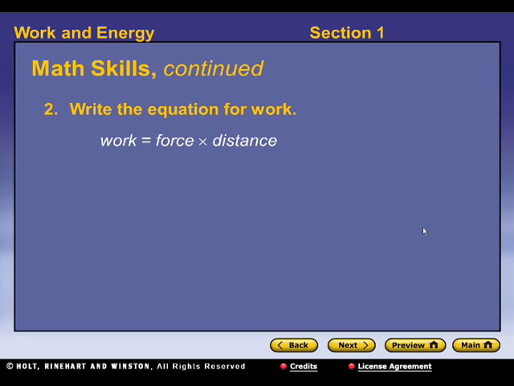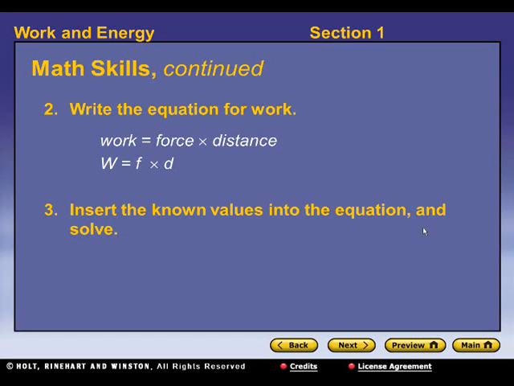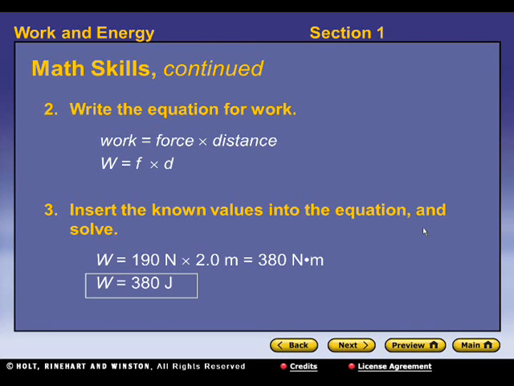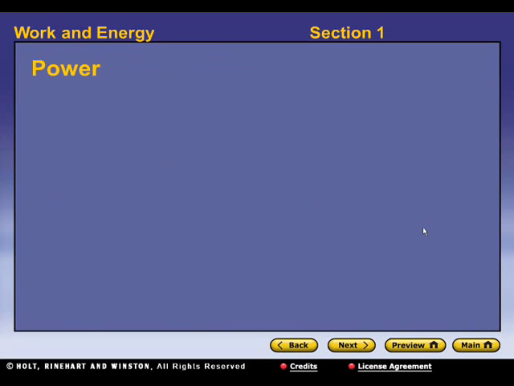Write the equation for work. So work is equal to force times distance, or W = F × d. Insert the known values into the equation. So 190 newtons for force, 2 meters for the distance. You multiply those two together, you get 380 newton meters, which is the same thing we said a minute ago as a joule, so your answer is 380 joules.